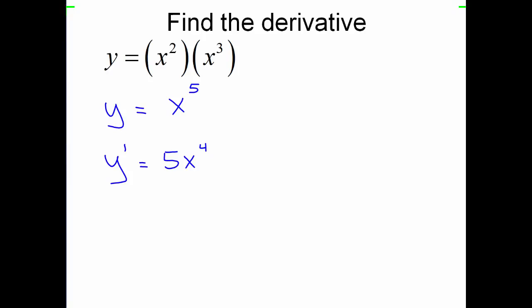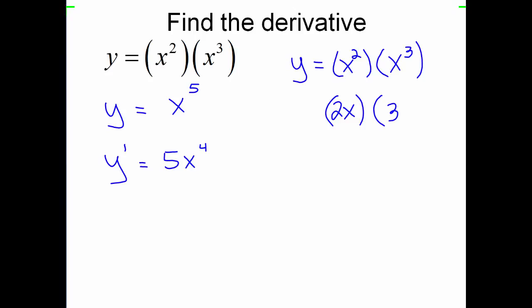Now let's think about something. What if we take the derivative of these separately, using the power rule? Would that give us the same answer? Let's take a look. So if we have y is equal to x squared times x to the third, if we take the derivative of this using the power rule, that would be 2x. If you take the derivative of this using the power rule, that would give you 3x squared. Now if you multiply them, that would give you 6x to the third.